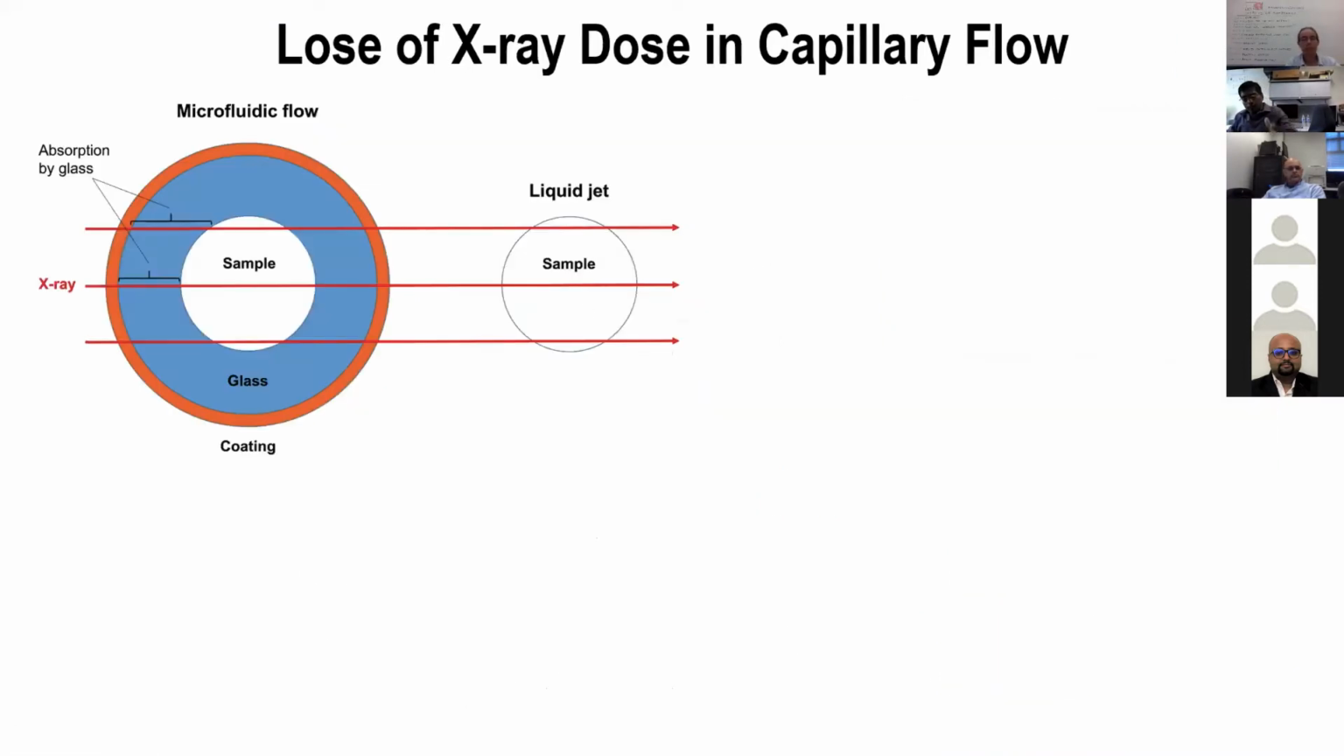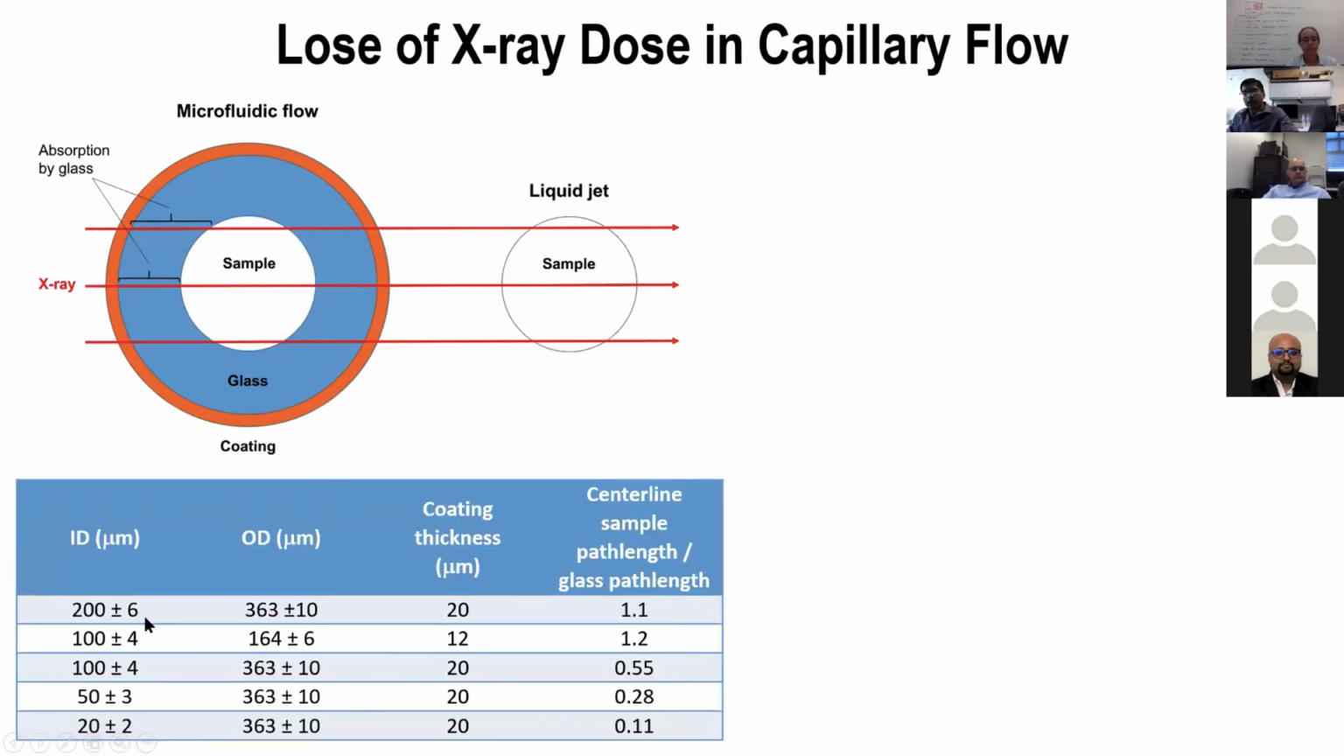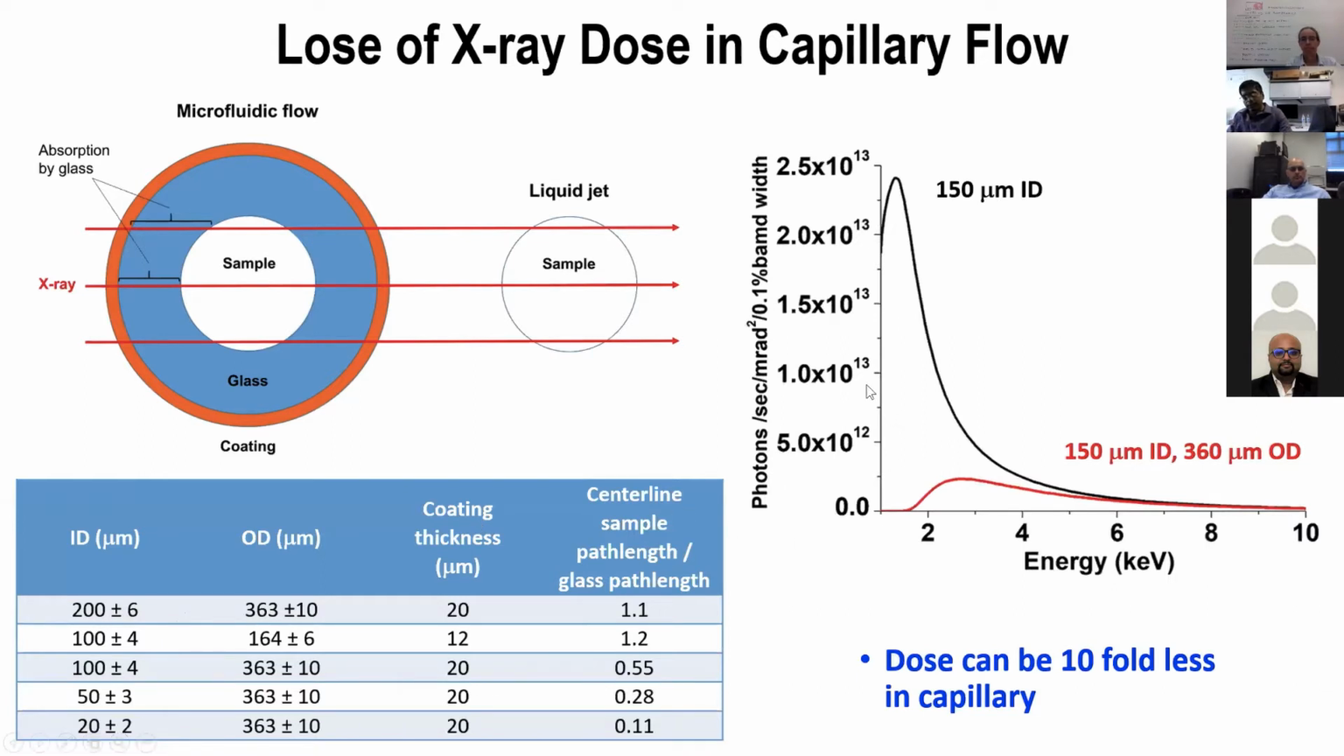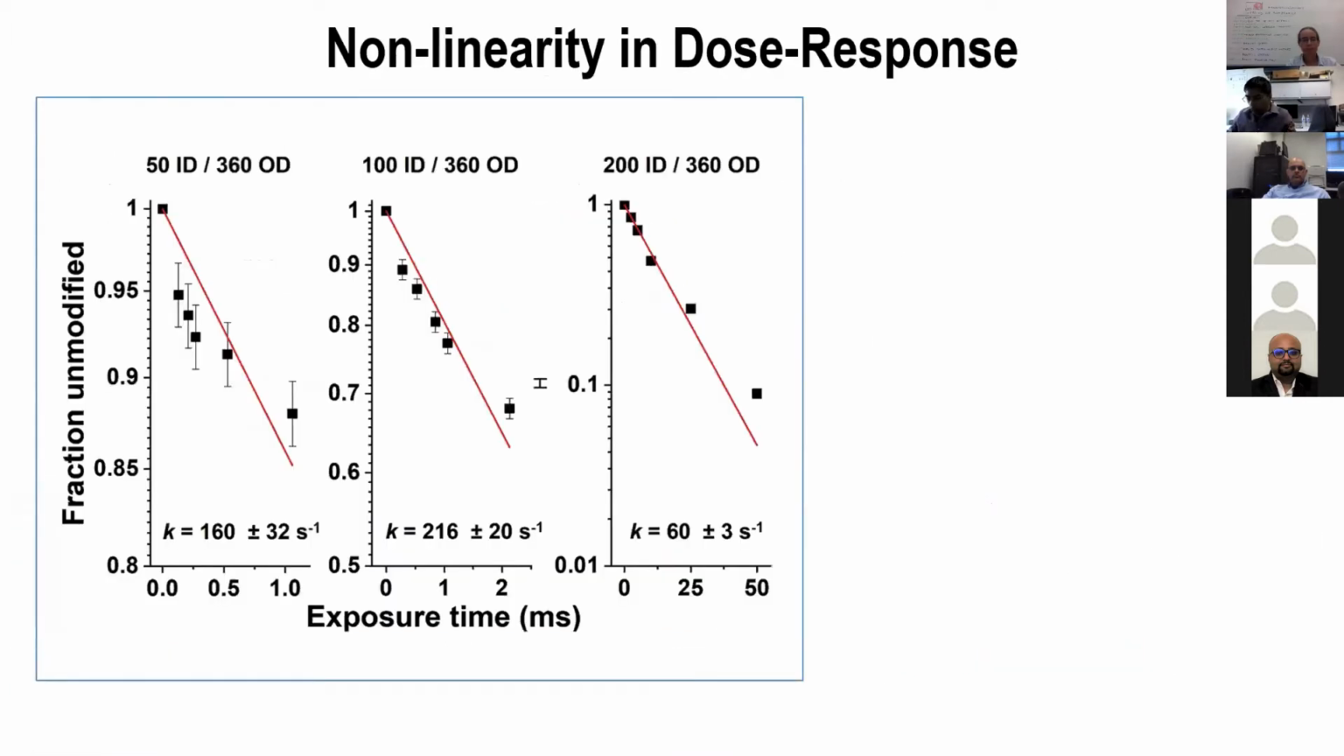So we thought, what happens if we remove the glass coating, which is huge compared to the inner diameter, and get a liquid jet? We compared different capillary outer diameters and tried to figure out how much dose we can theoretically improve. Here's the plot showing the flux density without the glass, and the flux density transmission through the sample with the glass. It is about 10-fold less than what we get in the liquid jet. So we try to implement this technique and figure out what is going on.